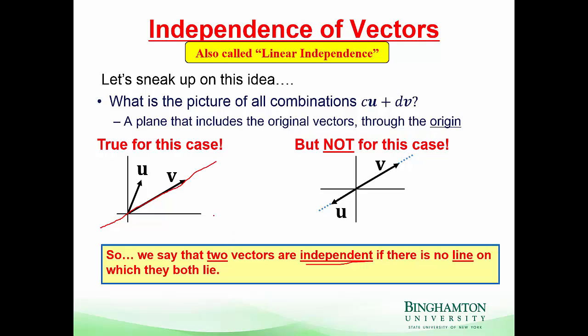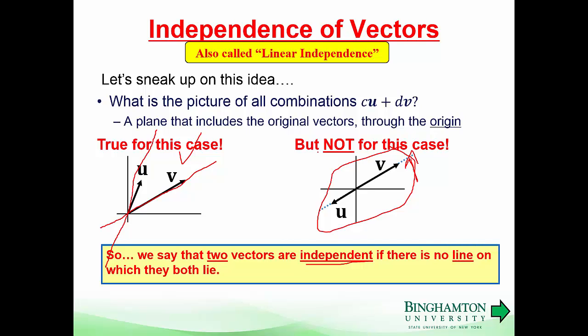So there's a line that v lies on. Here's the line that u lies on, and they are different. But here we see that line right there, the blue dashed line, both u and v lie on it. So in this case, the vectors are linearly dependent. And for this first case, the vectors are linearly independent.